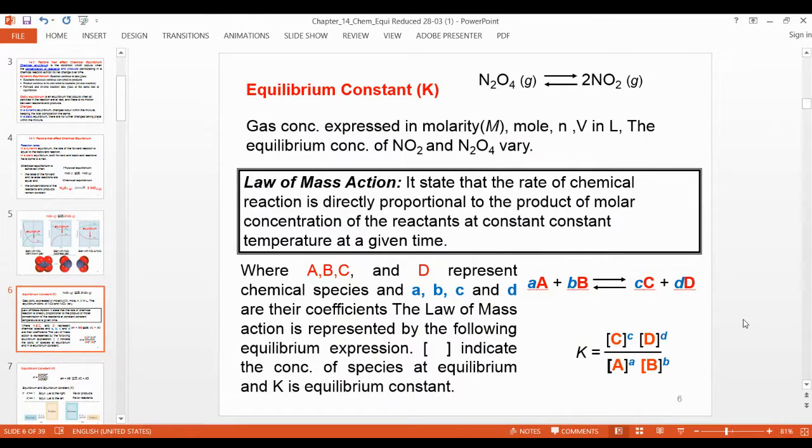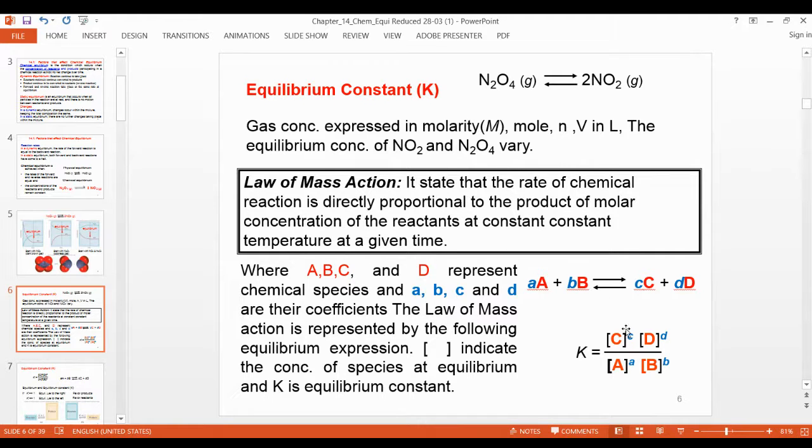Equilibrium constant, how do you write it for a chemical reaction, because all reactions have their constant. So equilibrium constant, how do you write? The gas concentration is expressed in molarity, capital M, designated by molarity. So n is the number of moles, V is the volume in liters, and the equilibrium constant of NO2 and N2O4 varies. That is according to the law of mass action, how we write the chemical equilibrium. These are the formulas of chemical equilibrium.